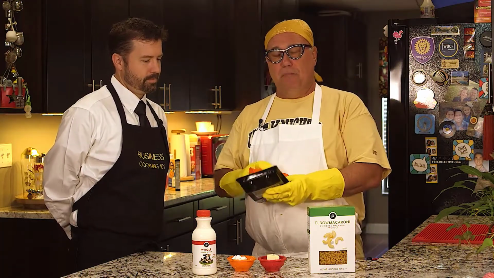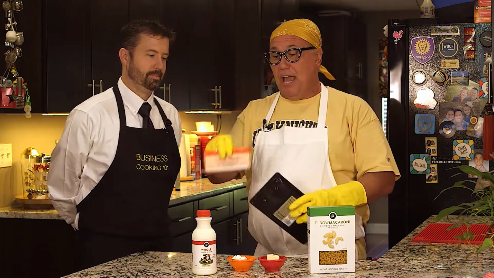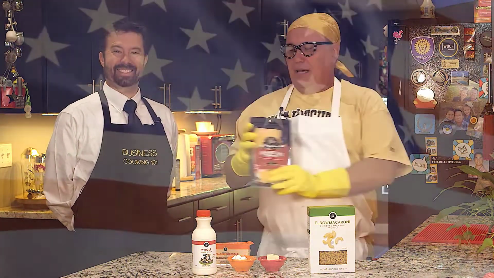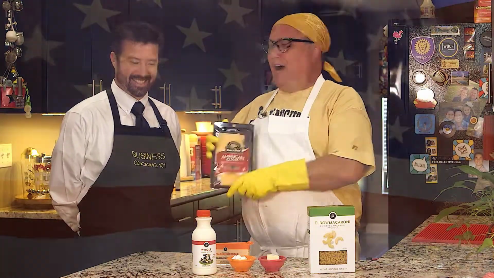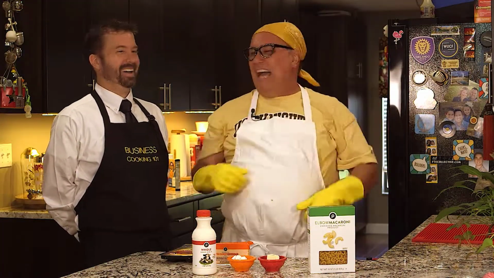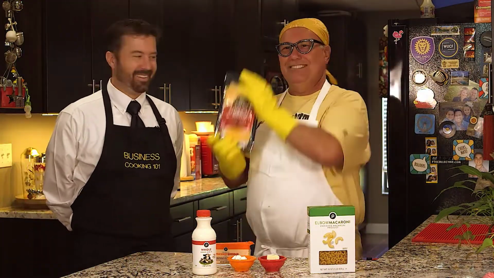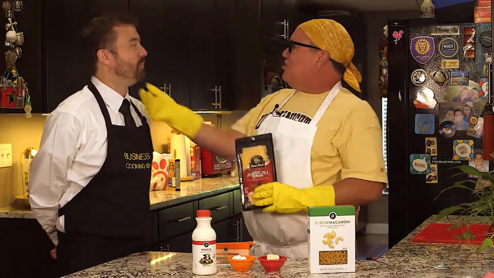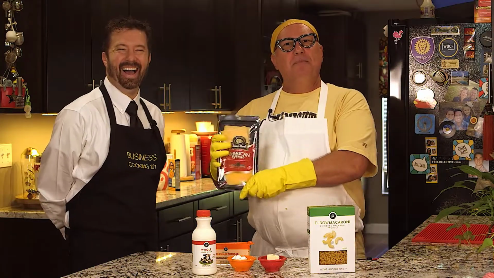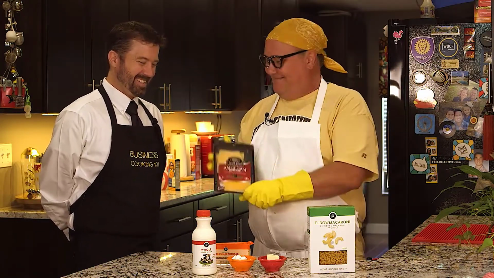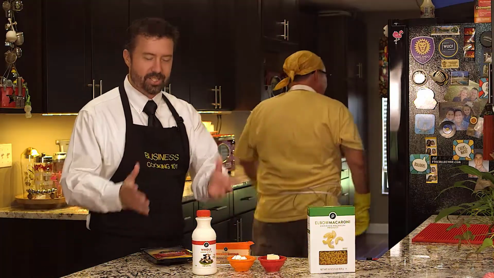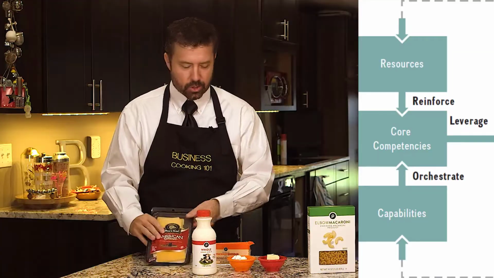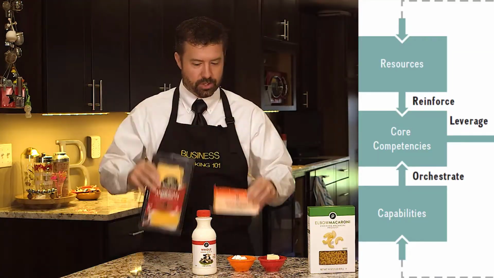I've chosen to make my mac and cheese with cheddar cheese and American cheese. UCF. Go America! Isn't that nice? Anyway, American cheese. So your cheeses, your core competency, very important for the VRIO framework. And you could use any cheese, but really this is going to be your secret sauce.